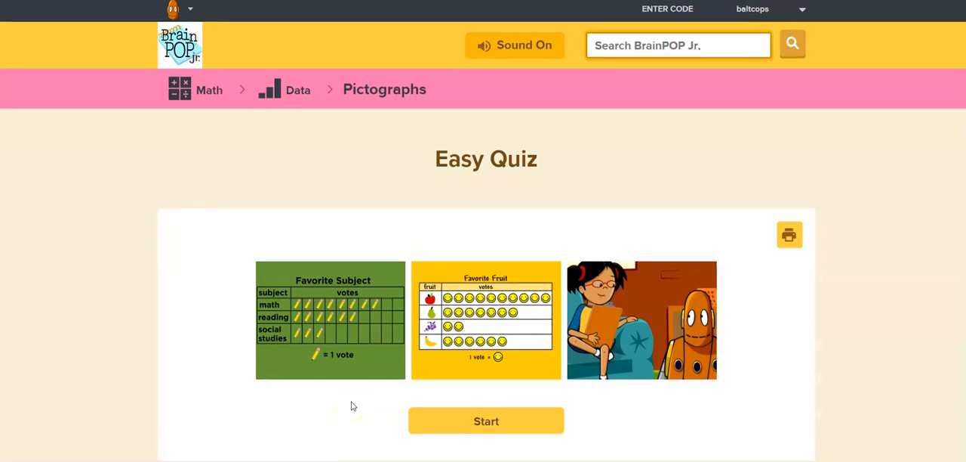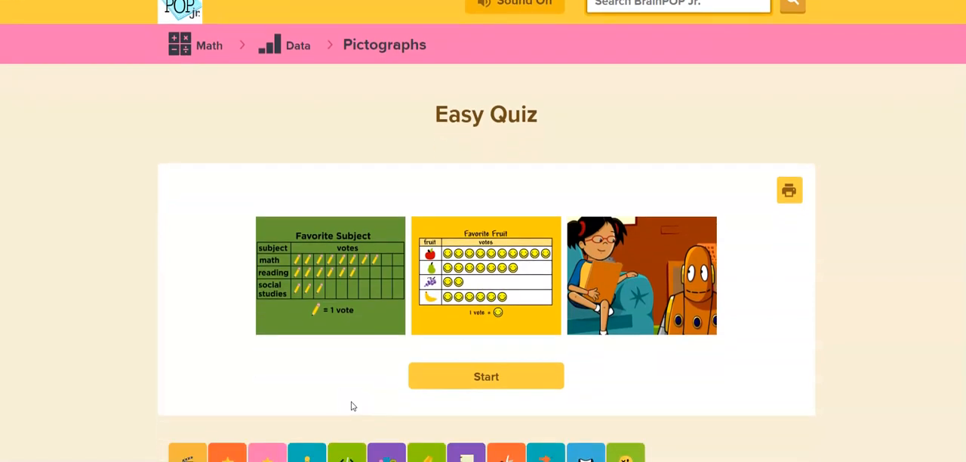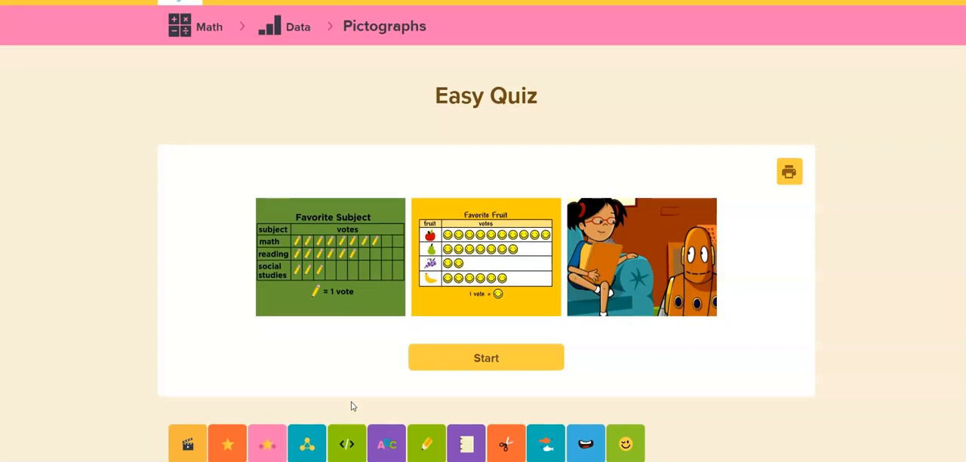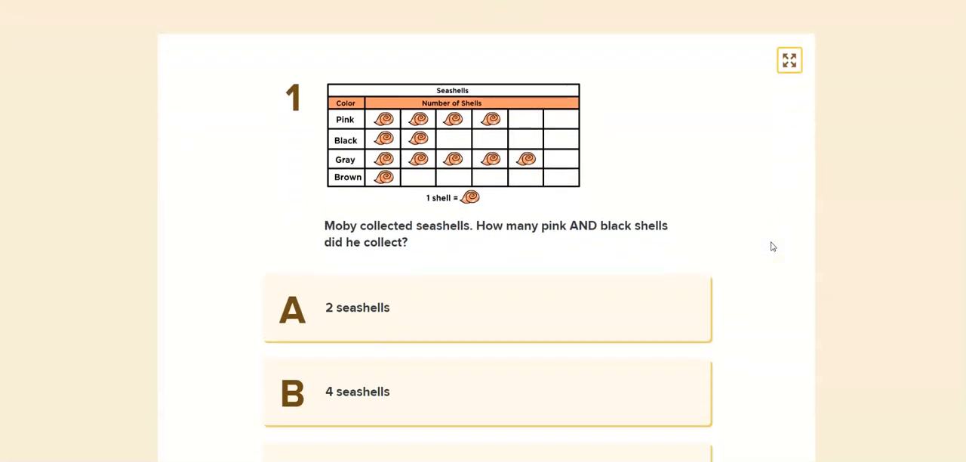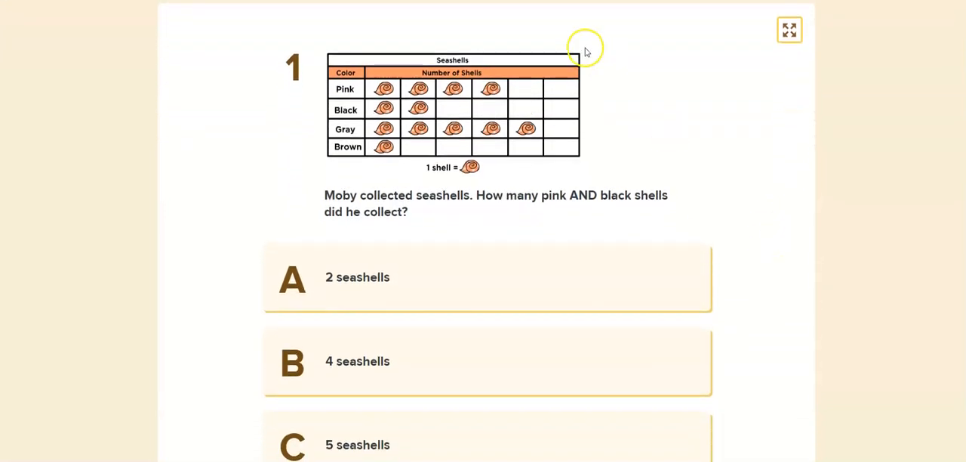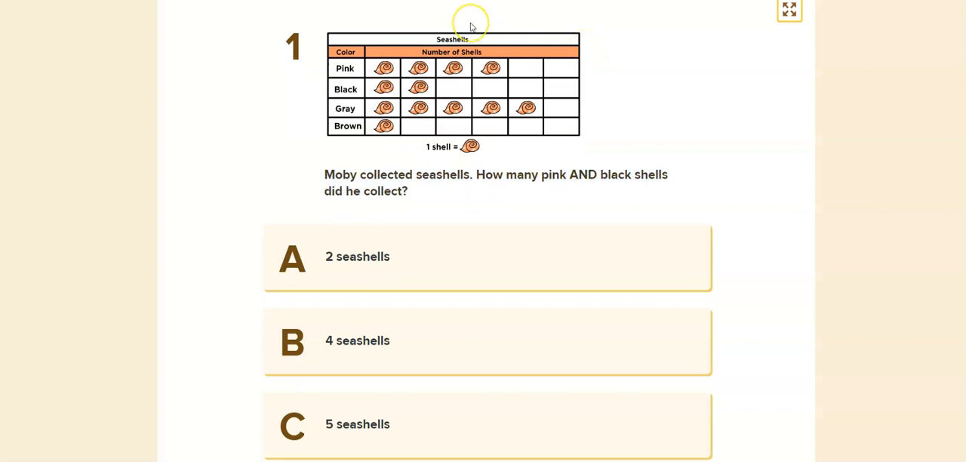Alright guys, now that we've had a chance to look through our video, let's go ahead and take our easy quiz and talk about the things that we've learned. Start. So, here we have a pictograph. The most important things about a pictograph to look at are the title, and right here the title is seashells. So we know that this graph is going to be about seashells.